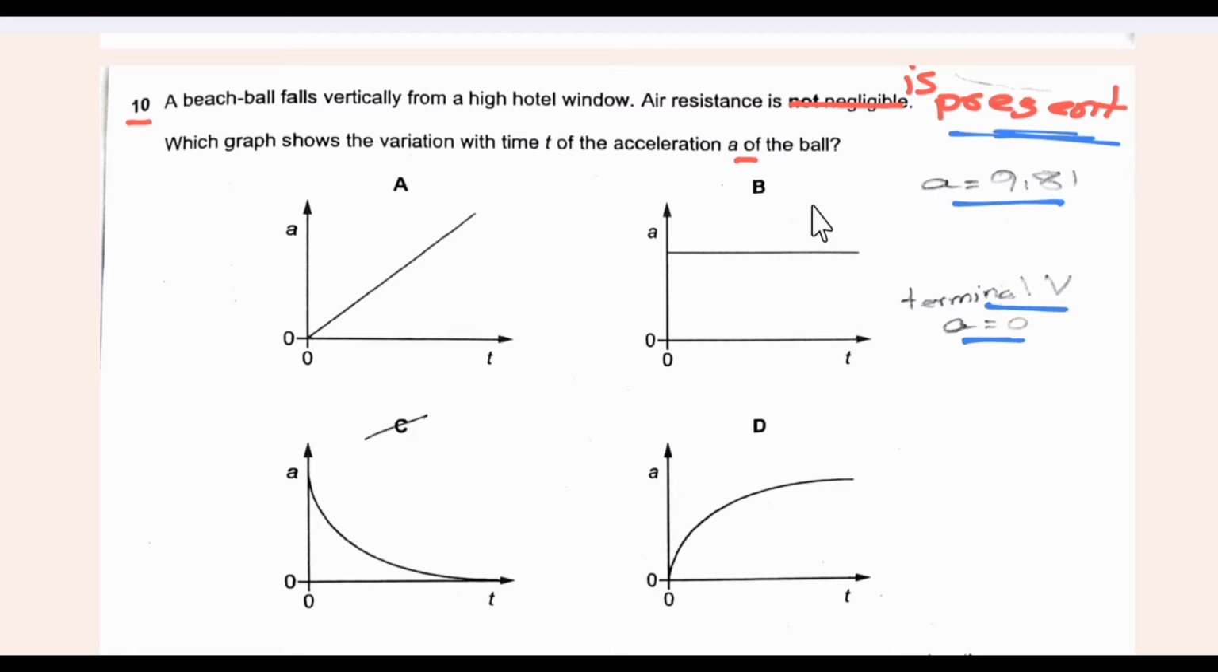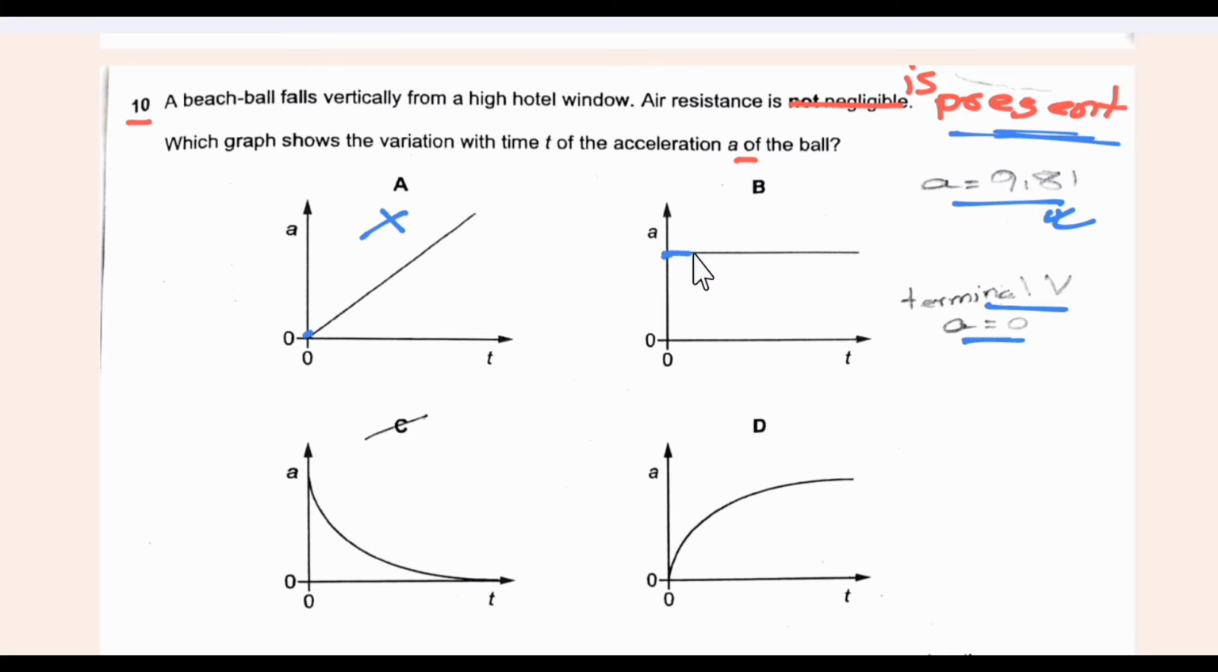That means the acceleration from a higher value should decrease. So in option A, we can see that it does not start from 0, it actually starts from a higher value. So this statement is wrong.